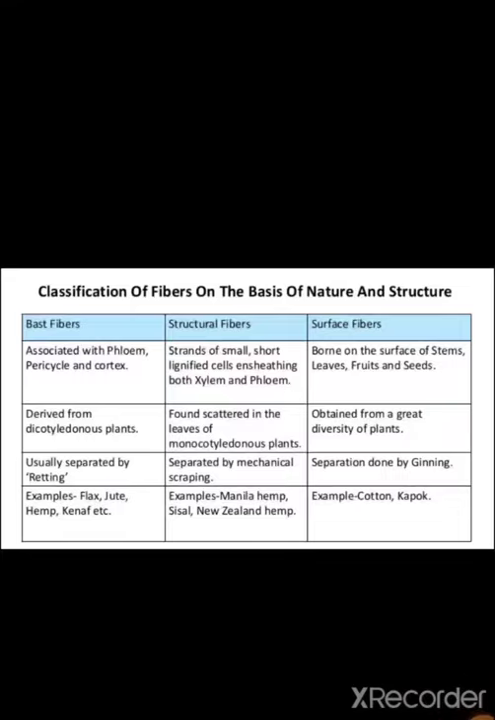strands of small, short, lignified cells encircling both xylem and phloem, found scattered in the leaves of monocot plants, separated by mechanically scraping. Examples: Manila hemp, New Zealand hemp.